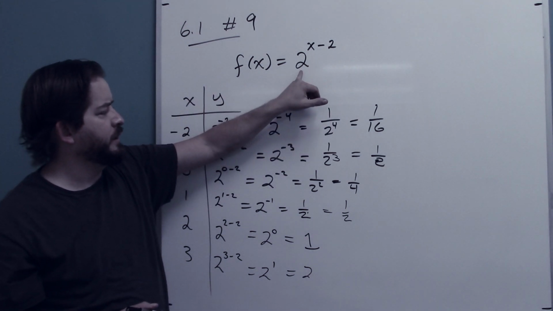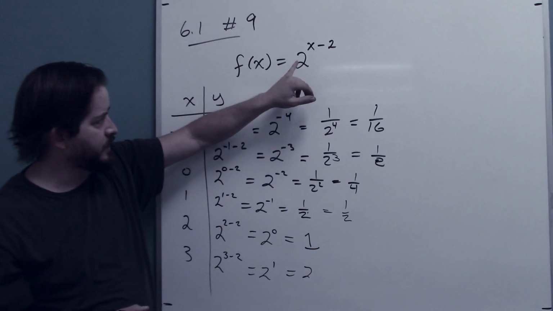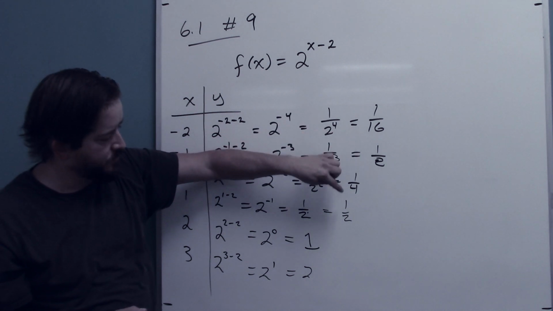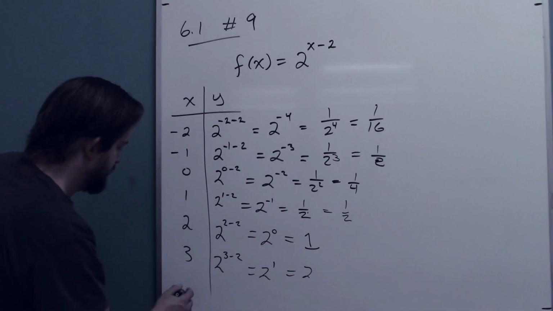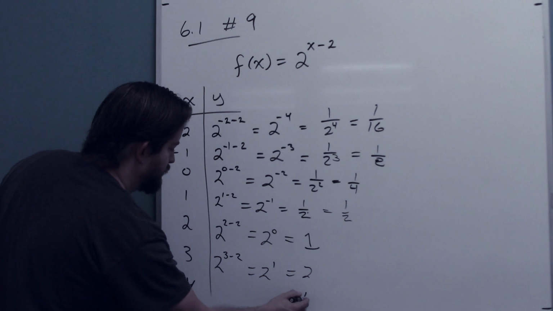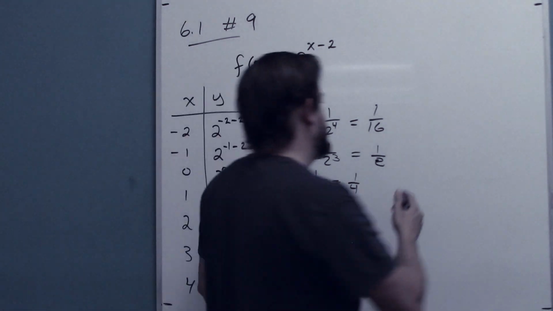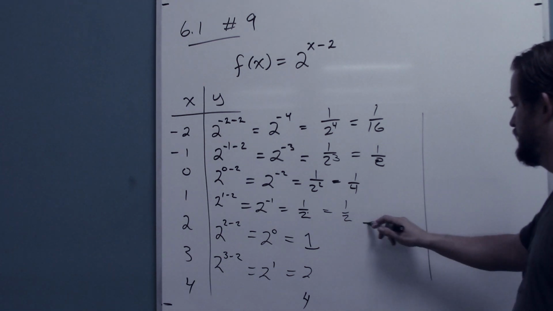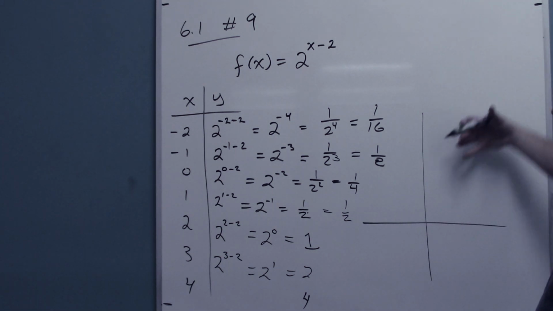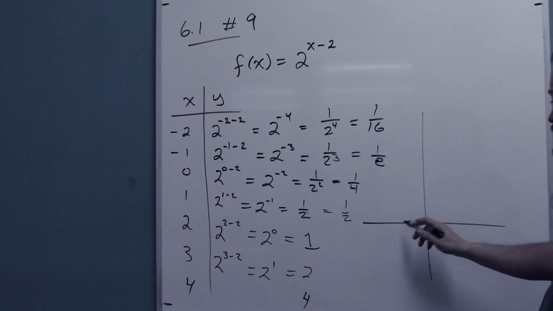And you can see the pattern, of course. 1/16 multiplied by the base of 2 is 1/8. Multiplied by 2 again is 1/4. Multiplied by 2 again and again and again. So if x is 4, I'm going to get 4. If x is 5, I'm going to get 8. Here you can see that pattern. That means most of my exponential growth is over here on the right.